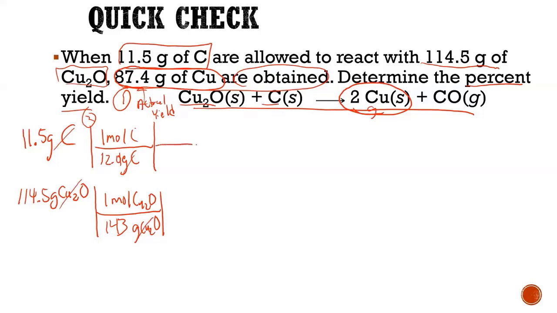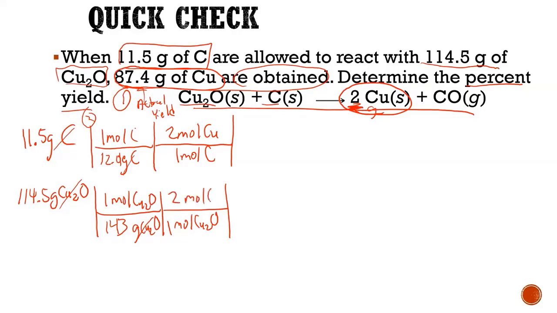And now step 3 is what? Ratio. Yes, convert the moles of the given to the moles that you want. So there is 1 mole of carbon to, I want 2 moles of copper. And there is 1 mole of copper 1 oxide to 2 moles of copper. So that's step 3.